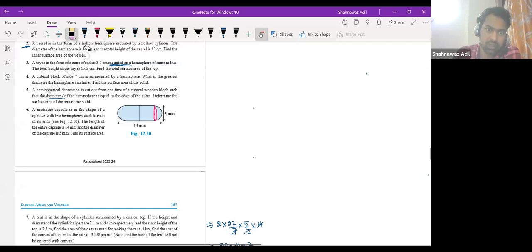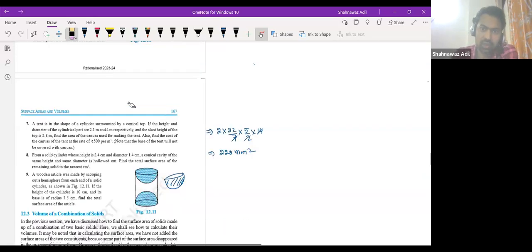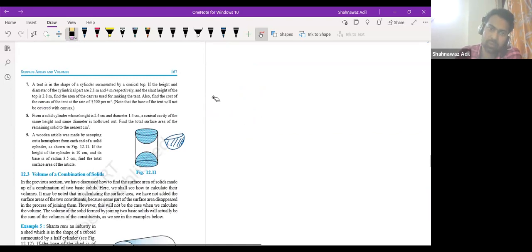Okay, so the next question is what? A tent is in the shape of a cylinder surmounted by a conical top. So we have a cylinder, right? And this is surmounted by a conical top. So do they have the same radius? If the height and diameter of the cylinder part are this, and the slant height of the cone is that, I guess they have the same radius.